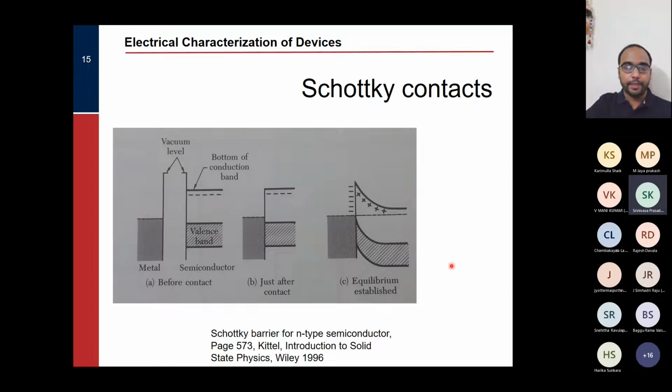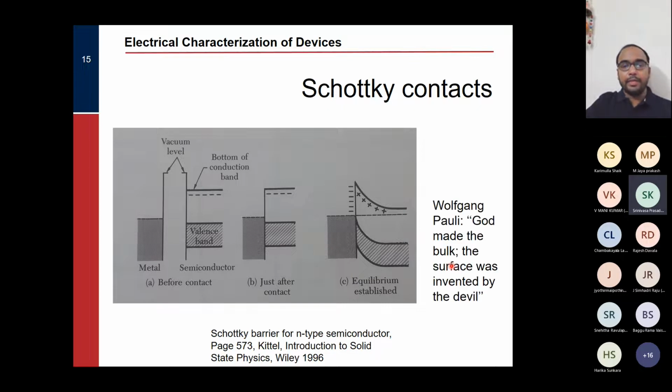Okay. Now, typically here is a famous quote by Professor Wolfgang Pauli. He said that God made the bulk, but the surface was invented by the devil. What it means is that usually whenever we are making a contact, that contact is made at the surface, and the surface properties are usually different from the bulk properties.